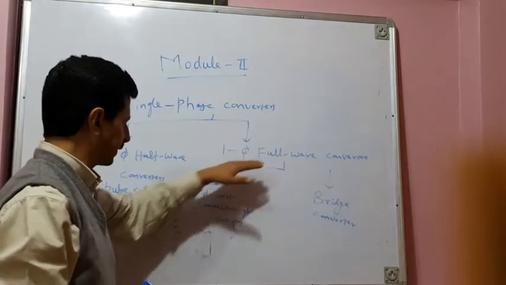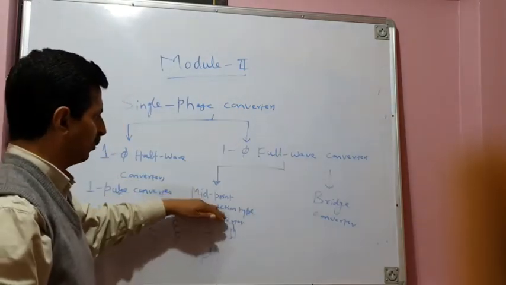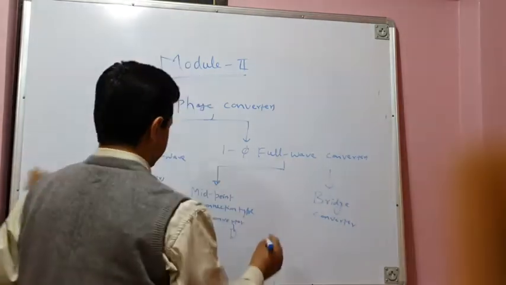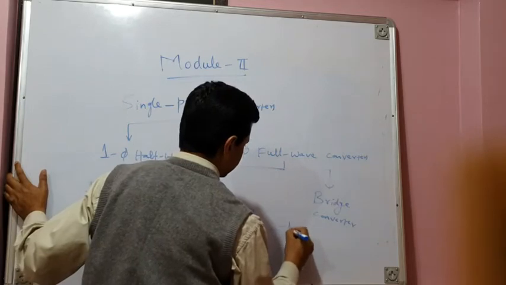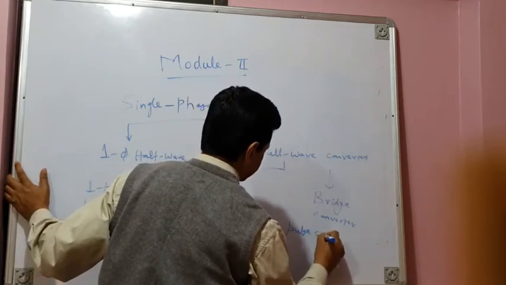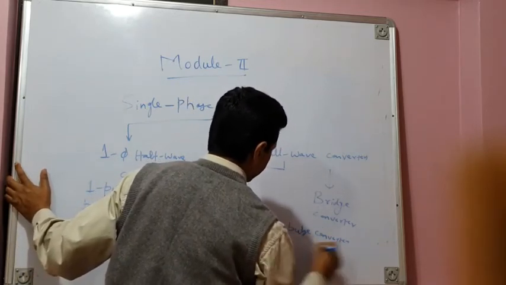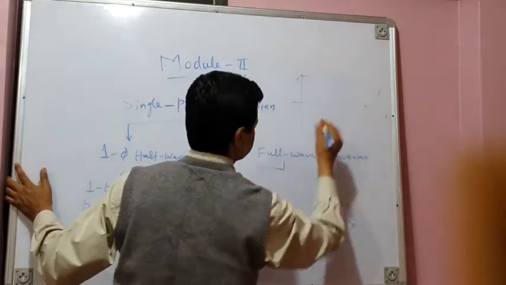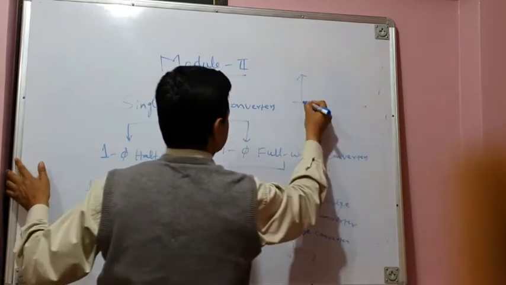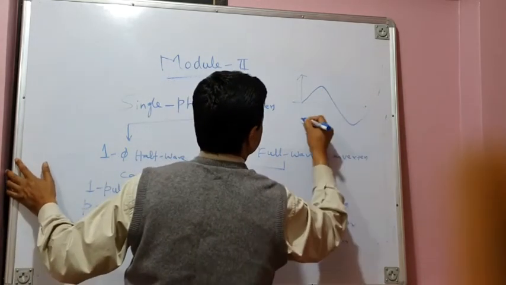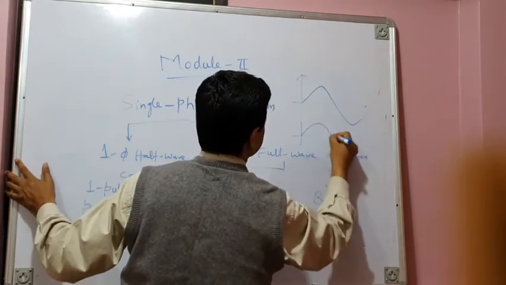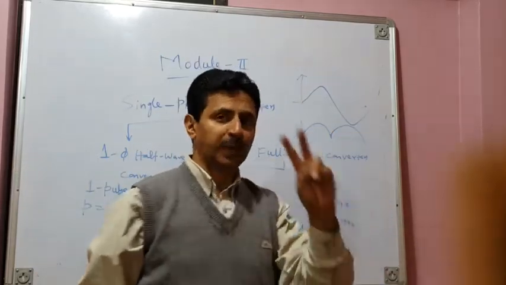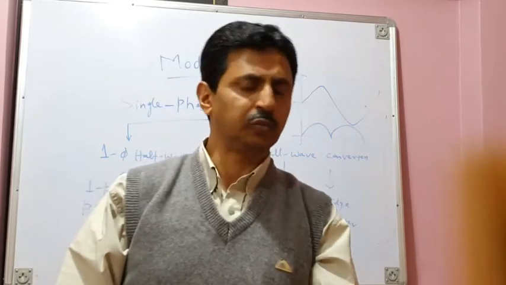And these converters, single phase full wave converters, whether it is a midpoint connection type converter or bridge converter, are two pulse converters. Here P is equal to 2. Because, for example, if this is the input voltage, the output voltage will be like this. For one cycle of input AC voltage, the output will have two pulses, two pulsations. So it's a two pulse converter.